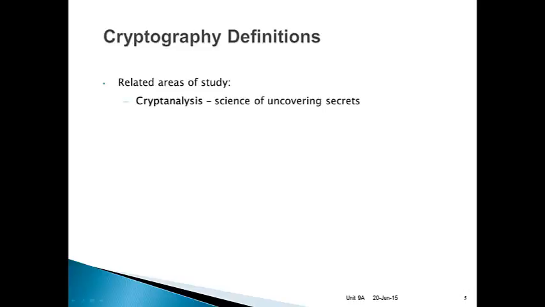Cryptographic definitions. Cryptanalysis is a science of uncovering secrets. It's the opposite end of cryptography. Cryptography is the art and science of creating secrets. Cryptanalysis is the art and science of taking things that are secret and attempting to break the codes. And then you have cryptology, which is the mathematics behind cryptography and cryptanalysis.